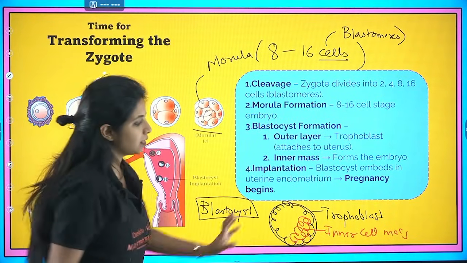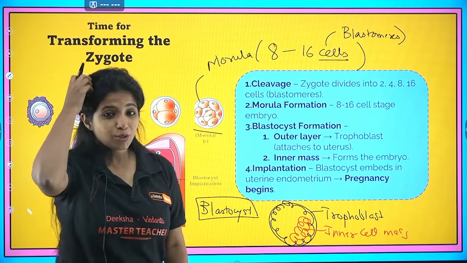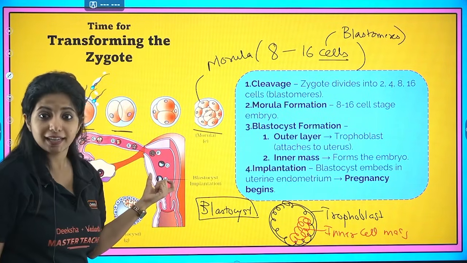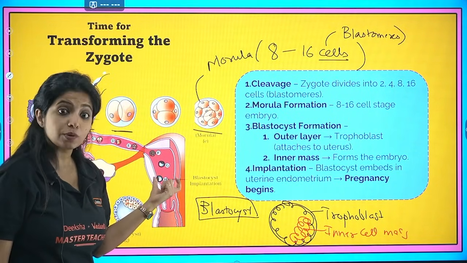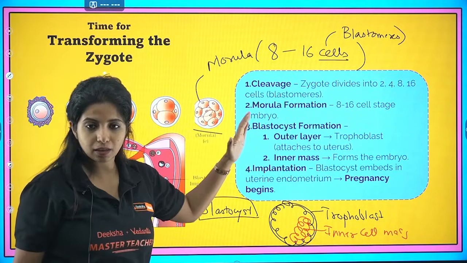So inner cell mass is there and outer layer of cell is there, that is known as trophoblast. Okay, so ma'am, it is going to get implanted over here. Yes, it is going to get implanted. This stage is known as what? Implantation. Okay, so you had cleavage, that is division happening.